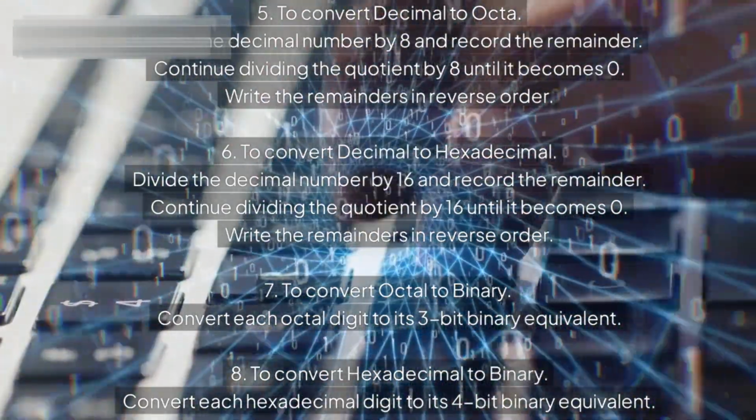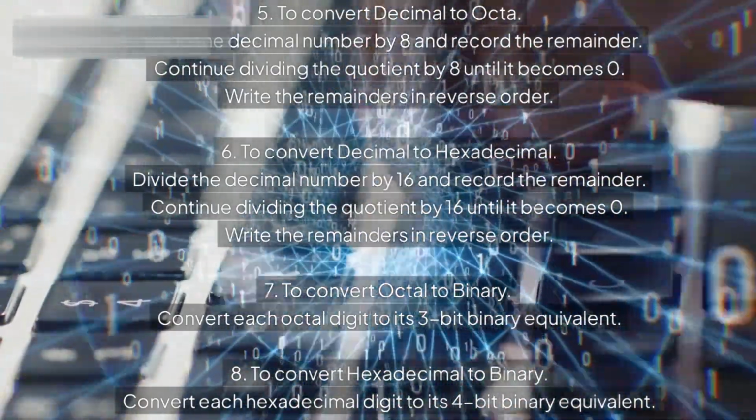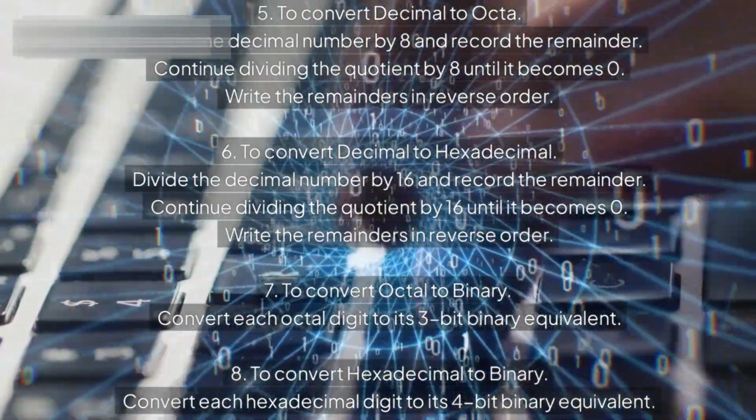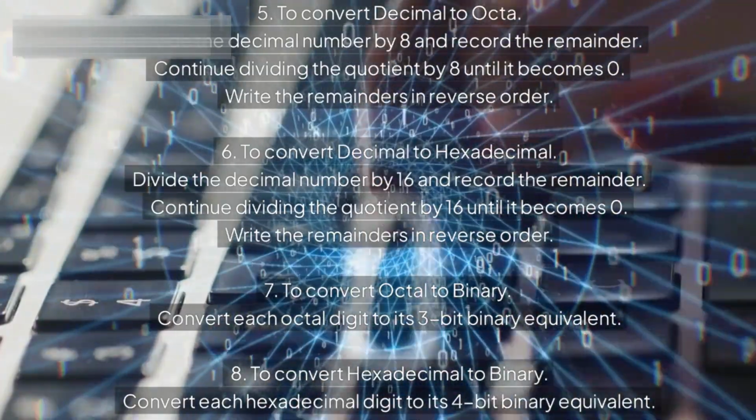7. To convert octal to binary, convert each octal digit to its 3-bit binary equivalent. 8. To convert hexadecimal to binary, convert each hexadecimal digit to its 4-bit binary equivalent.